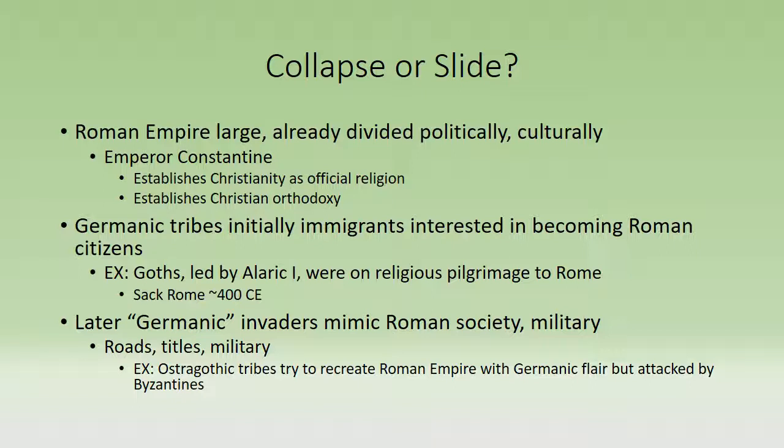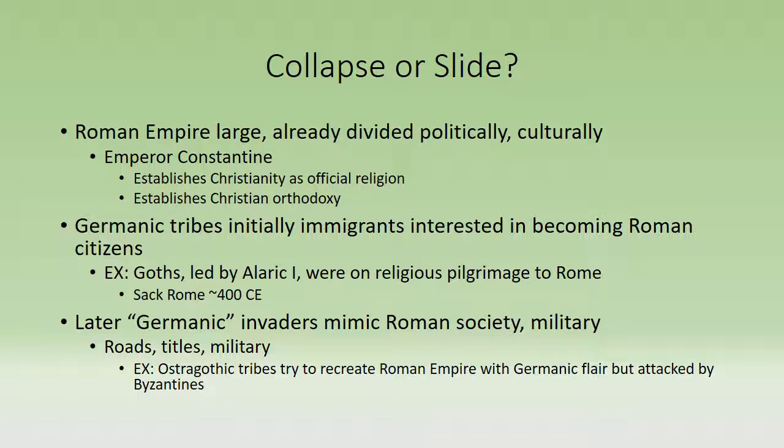Now, there's a question as to whether Rome collapses like a house of cards or begins to slide and decay and fall apart. The Roman Empire is really large and already divided politically and culturally. Emperor Constantine had temporarily reunited both Eastern and Western empires and established Christianity as an official religion. Well, if not necessarily an official religion, at least a tolerant and accepted religion. It would be later emperors who really establish it as the official religion. Emperor Constantine also establishes Christian orthodoxy. The Nicene Creed, for example, is his handiwork.